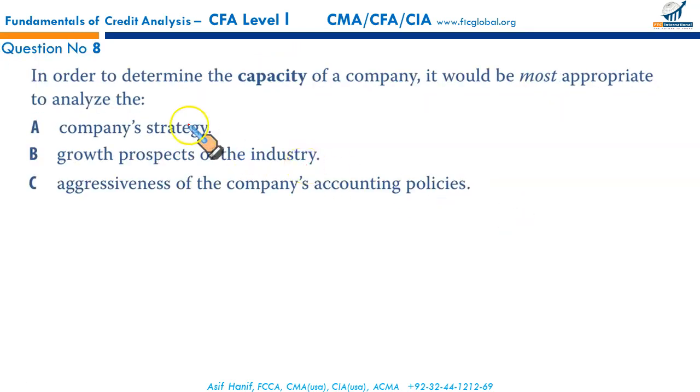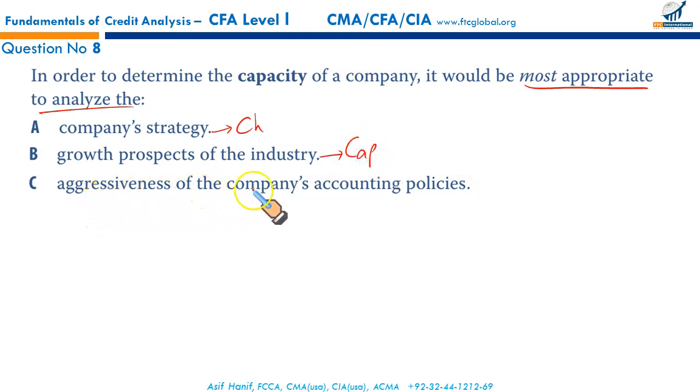Next question, number 8. In order to determine the capacity of a company, it would be most appropriate to analyze the company's strategy. That would help us assess the character. Growth prospects of the industry. Yes, that is a measure of capacity. The growth prospects of the industry provide the analyst some insight regarding the firm's capacity to make payment on coupon and the principal. So this is true, this is capacity.